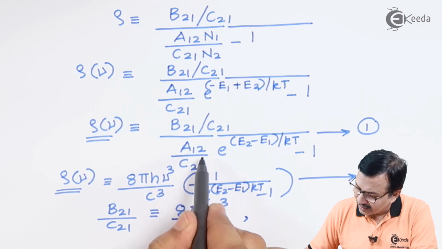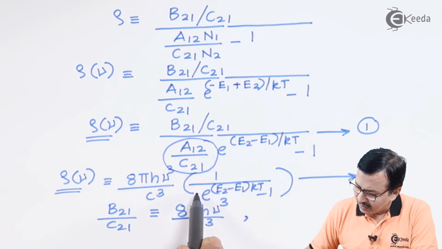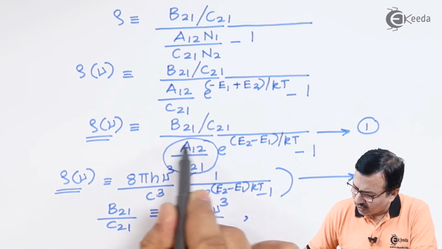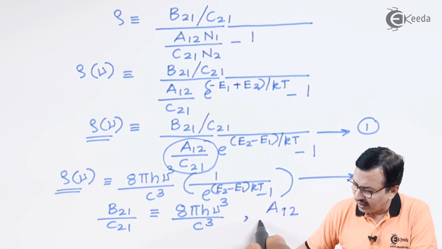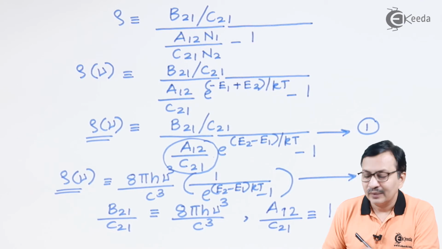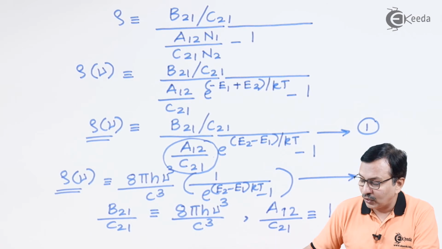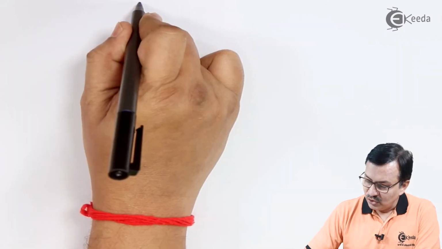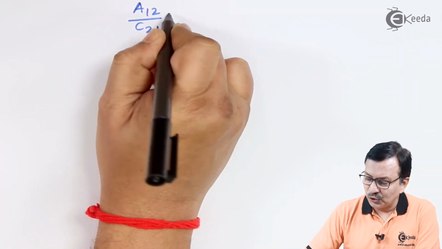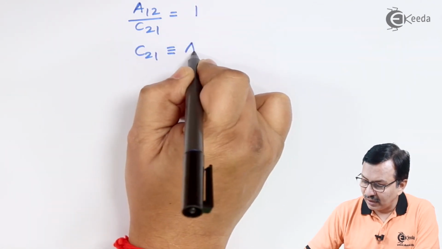We are actually comparing the coefficients over here, and you can check that the coefficient of e over here is 1, while over here it is A12 upon C21. Hence, comparison of the two gives A12 upon C21 is equal to 1, or A12 is equal to C21. Let us now analyze these two results further. So A12 upon C21 is equal to 1, that is, C21 is equal to A12.